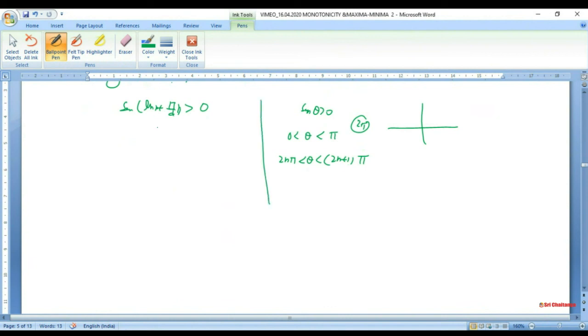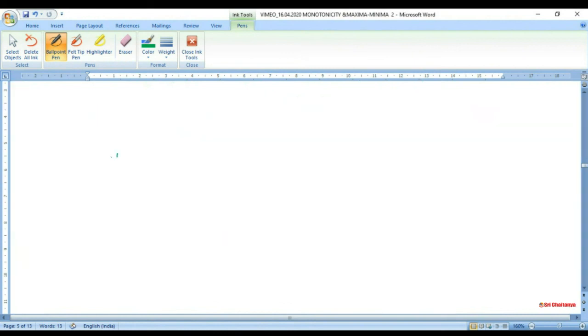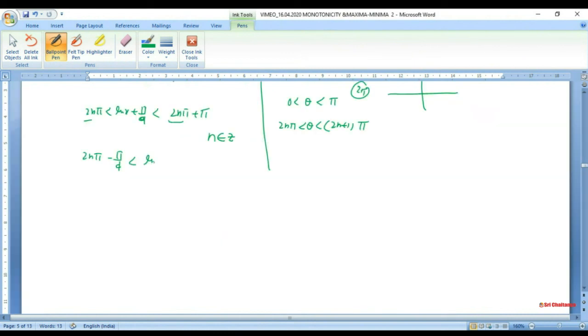Applying this, we will get that 2nπ < ln x + π/4 < 2nπ + π, because you have added 2nπ on both sides. And mind you, n ∈ ℤ means n is an integer. n can be any integer, negative, positive, or 0. If that is the case, I can subtract, and I can write 2nπ − π/4 < ln x < 2nπ + 3π/4.